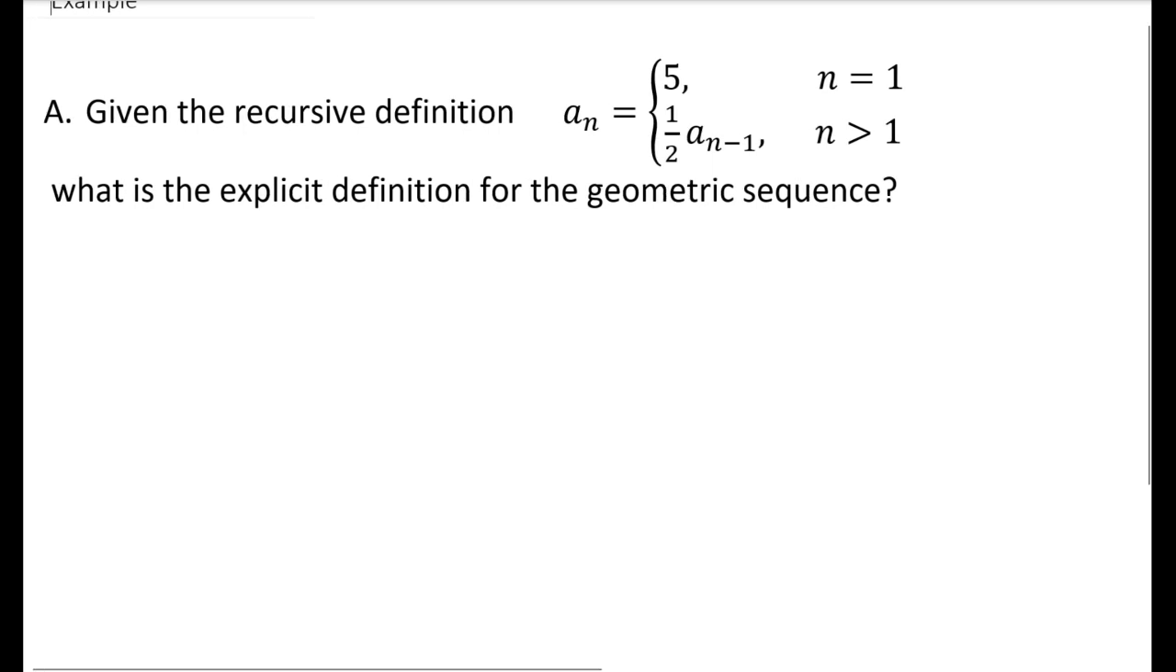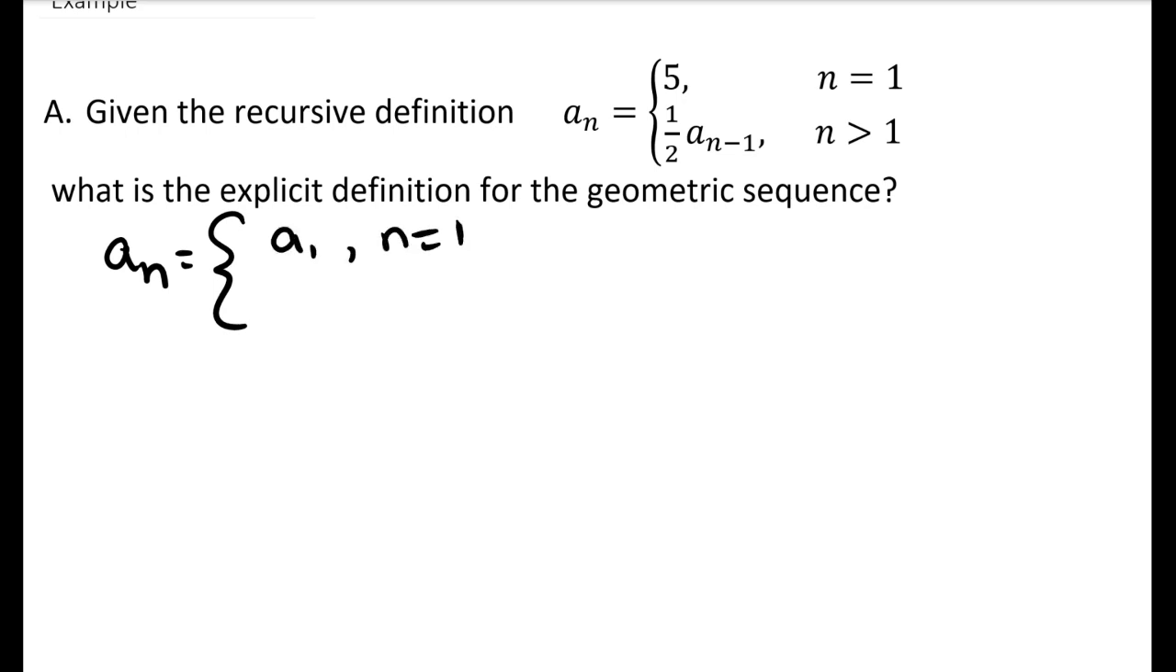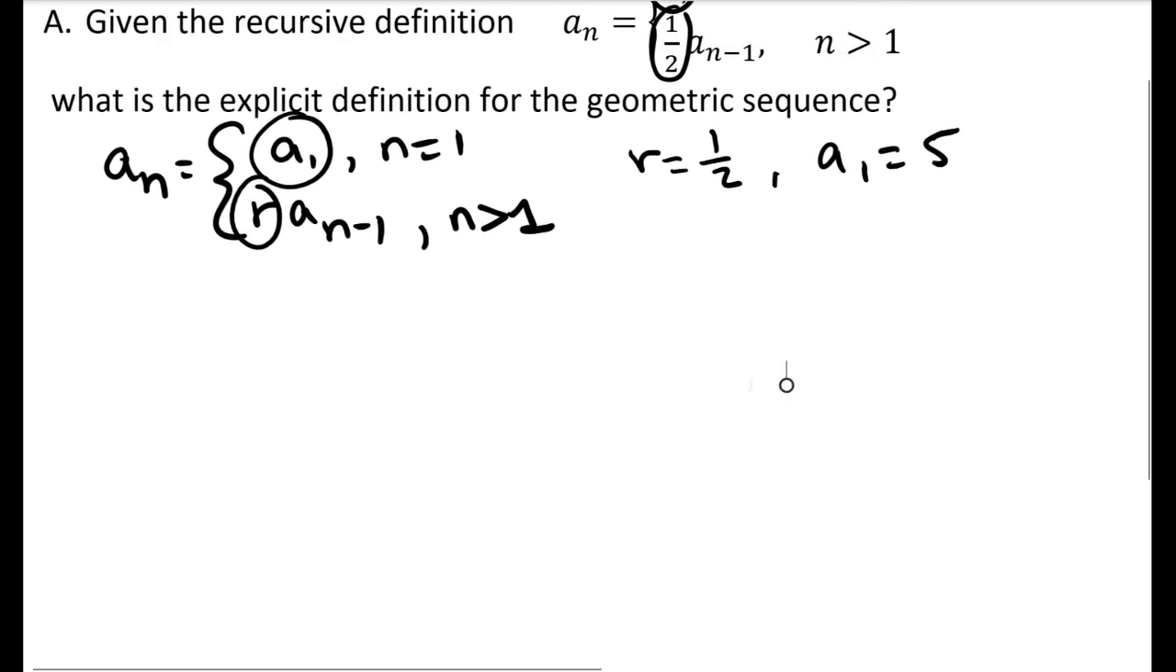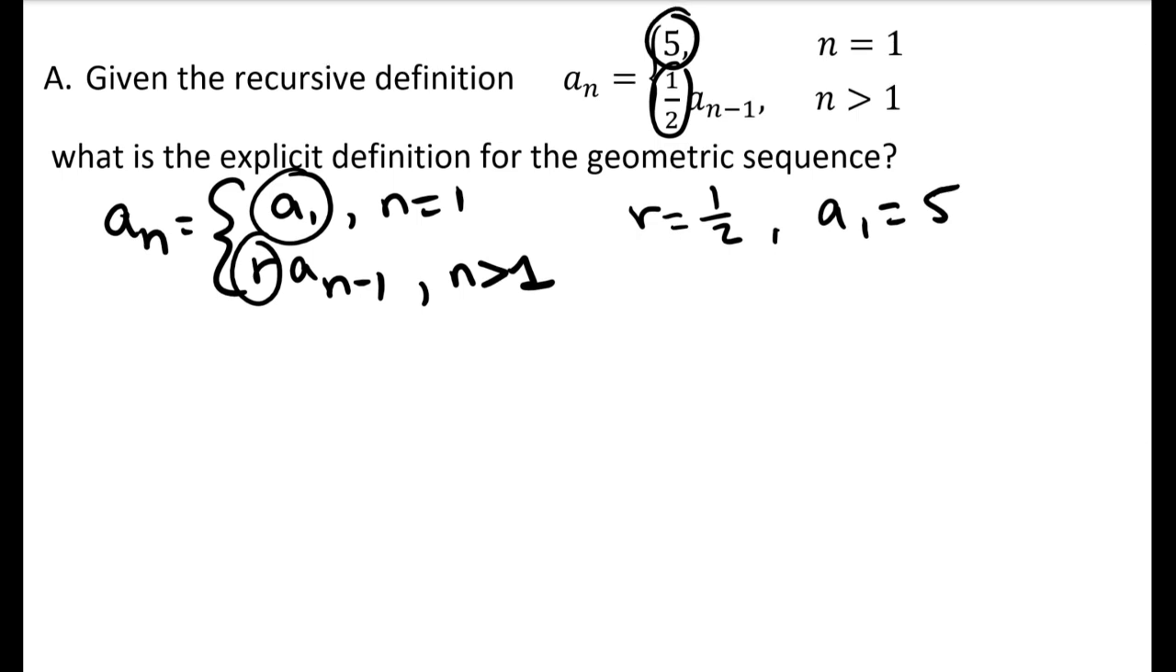Okay, so first off, remember that the recursive definition was a1 when n equals 1 and r times an minus 1 when n is greater than 1. So if you compare these two forms, you can clearly see that r is equal to 1/2. You can also clearly see that a1 is equal to 5. So what this is saying is that you're going to start at 5, so the first term is clearly going to be 5.